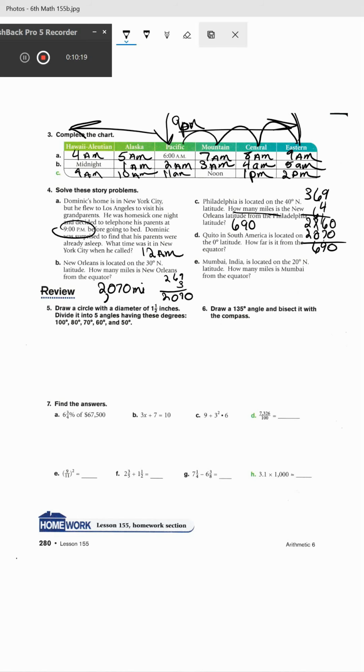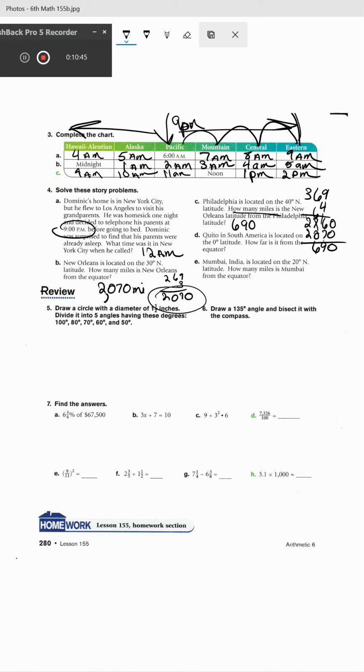So first, what I did, if I went too fast, is I figured out the miles that Philadelphia is from the equator. I did 69 times the 4, because 69 is our rounded number we're going to use. I got 2,760. Subtracted that from the miles that New Orleans is from the equator, and we got a 690-degree difference.